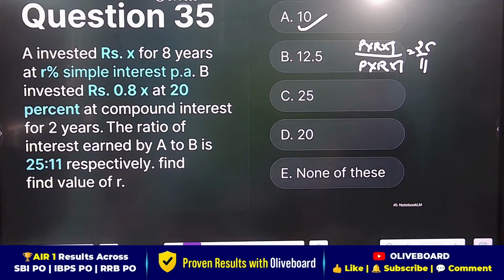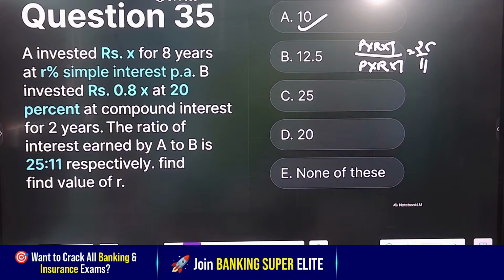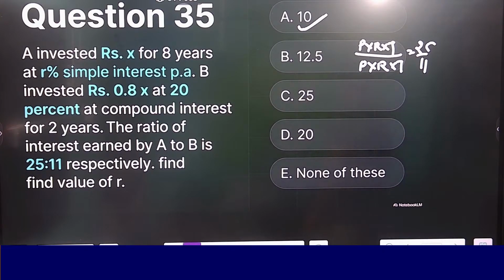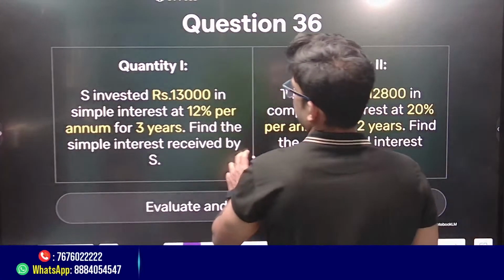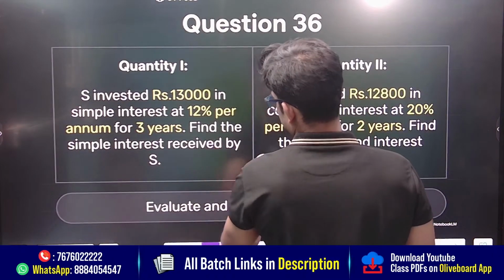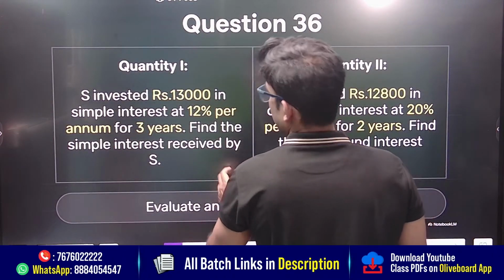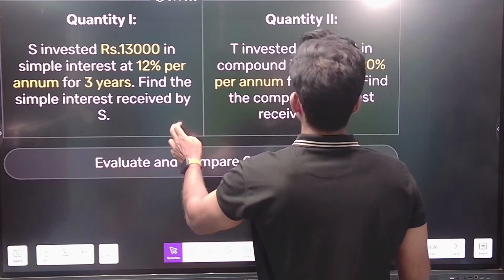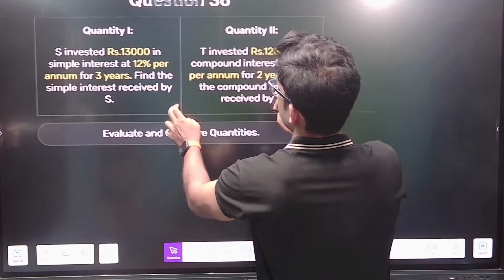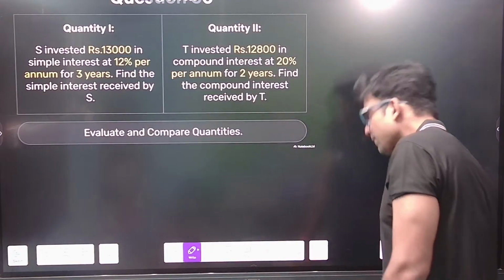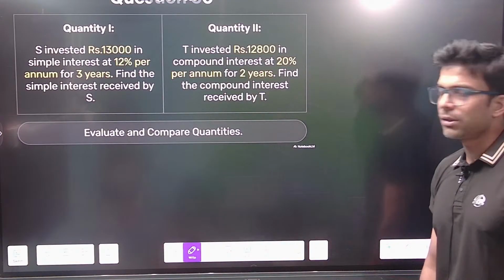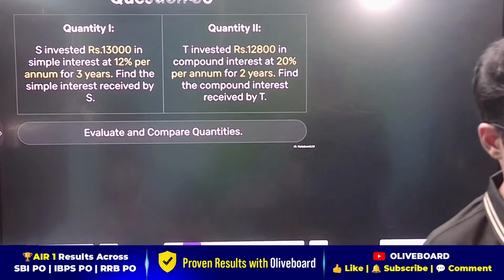Why would we waste our time in these questions? Let's see. These are basically quantity based questions. You need to evaluate and then you need to answer.